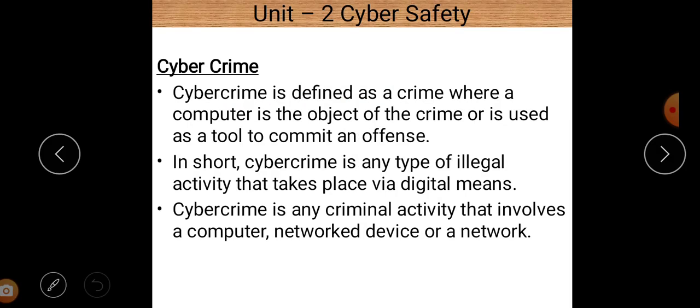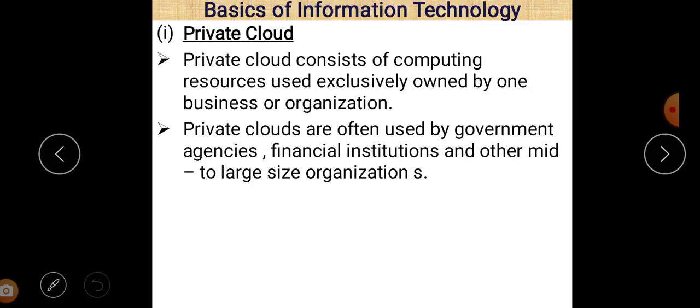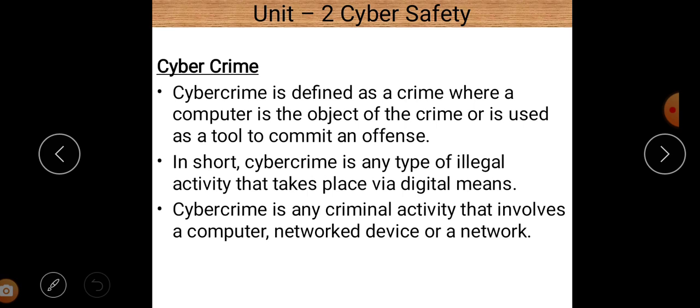So these are the different topics related to unit 1. Now unit 1 is complete, and the next unit is cyber safety. It is unit 2. So first of all, let us talk about cybercrime. What is cybercrime?